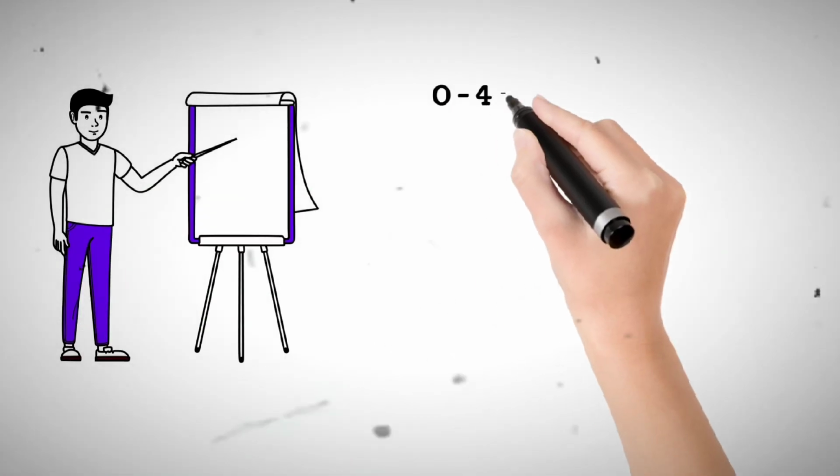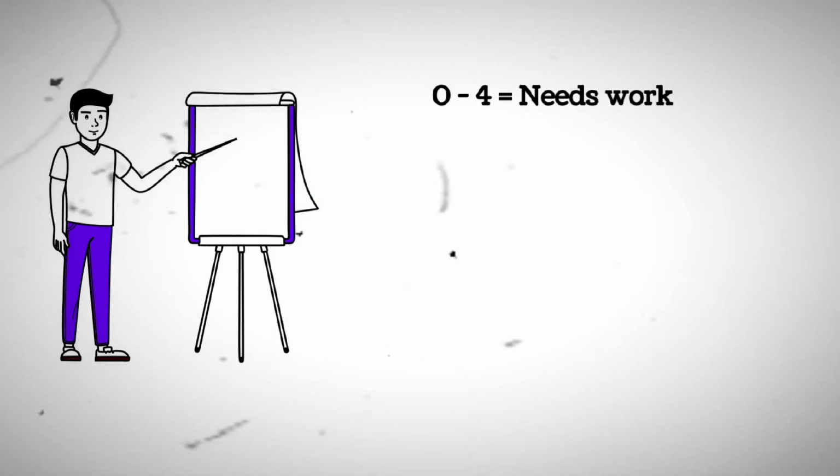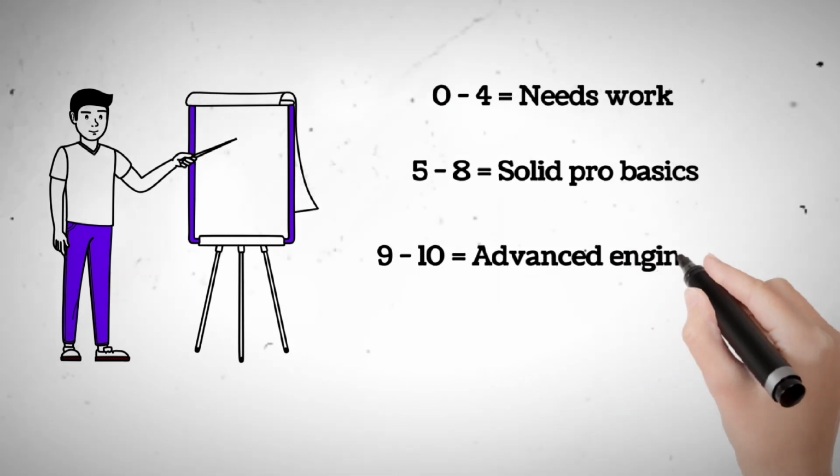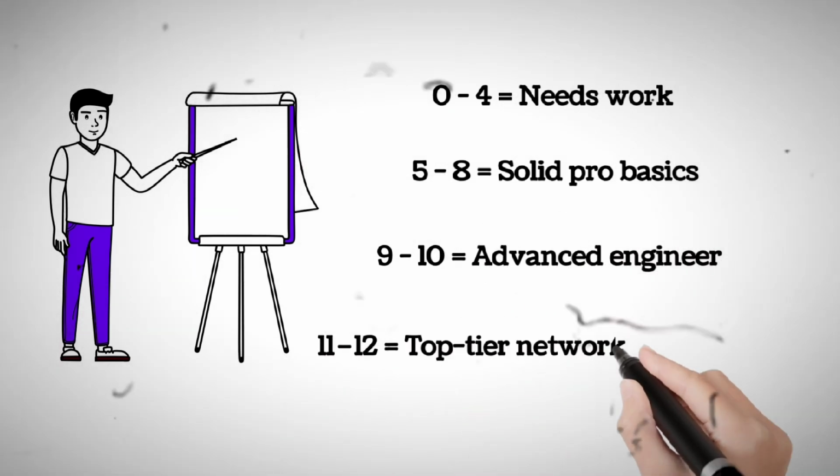How many did you get right? 0 to 4 means you need work. 5 to 8 equals solid pro basics. 9 to 10 means you're an advanced engineer. 11 to 12 means you're a top-tier network practitioner.